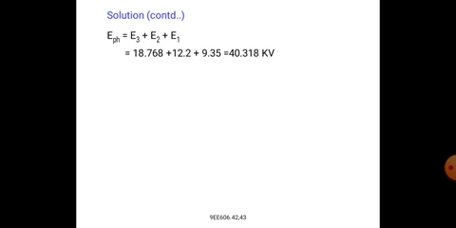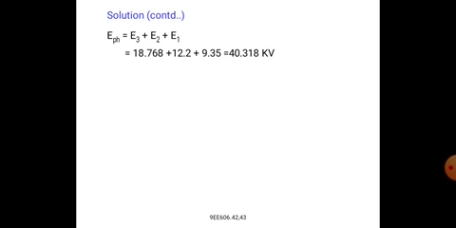Now we have to find the total phase voltage, E phase is equal to E1 plus E2 plus E3. That is 9.35 plus 12.2 plus 18.768, which is equal to 40.318 kV.